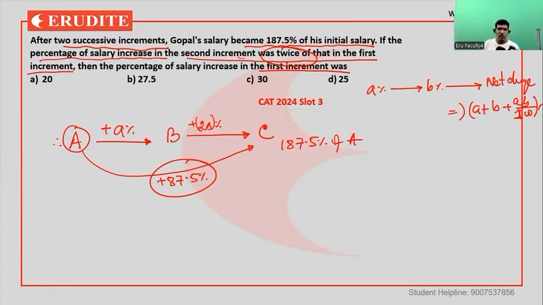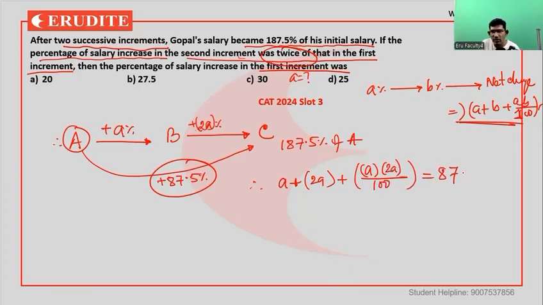Okay. So the question is, what is the value of A, the first increment? I can safely apply the standard formula for successive increase. So what can I say here? A plus 2A plus A into 2A by 100 should be equal to the net increase, which is 87.5%.